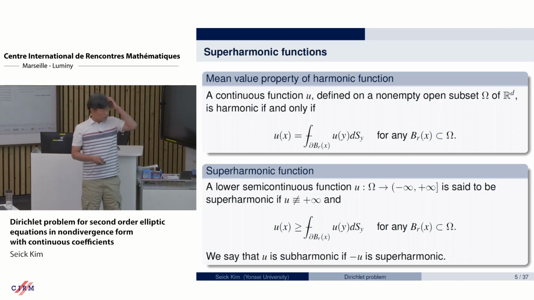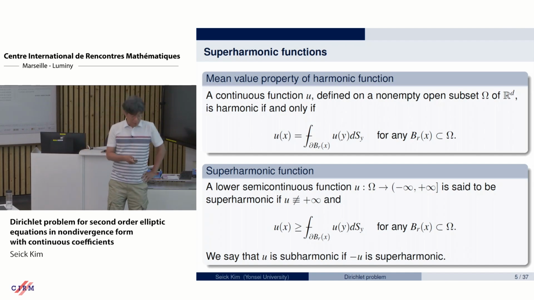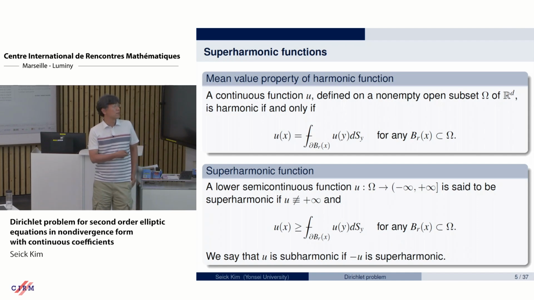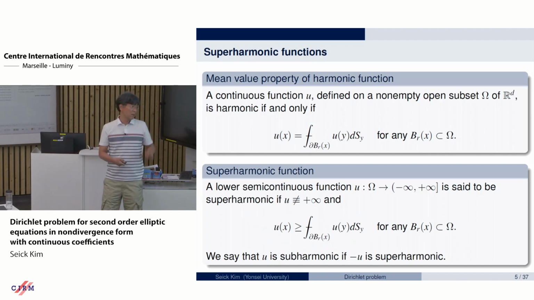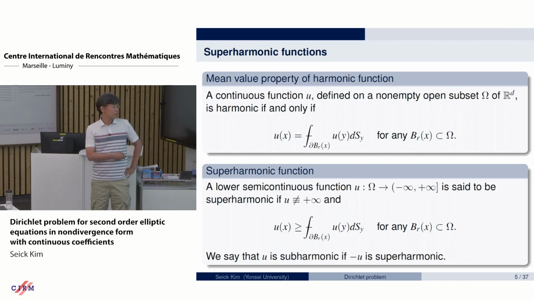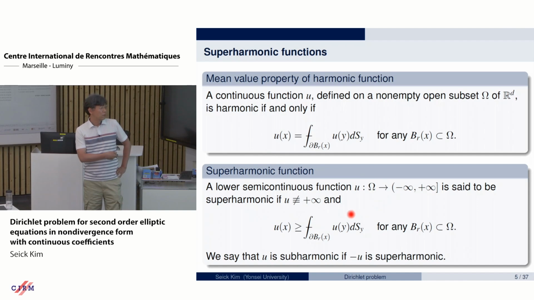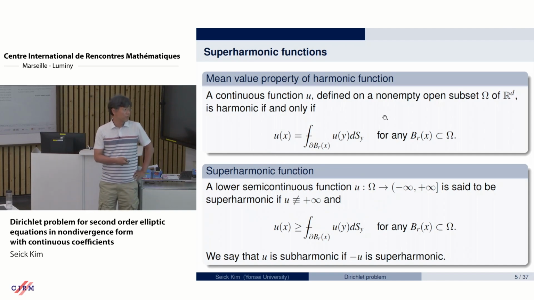What is a superharmonic function? You relax the assumption a little bit. You assume that the function is lower semi-continuous and not identically infinity. If it satisfies this mean value inequality, then you call this function superharmonic. A subharmonic function is when you reverse this inequality, and you assume that u is upper semi-continuous.